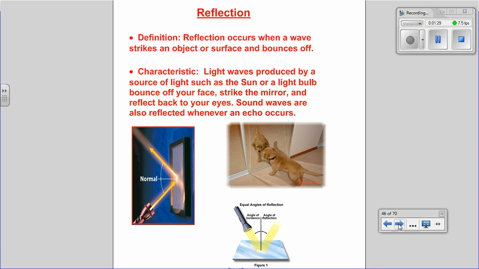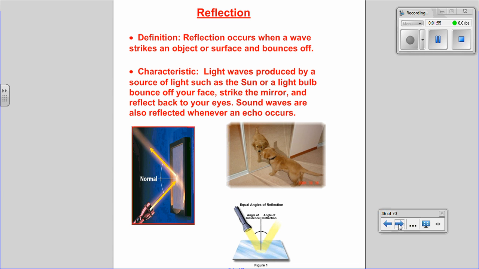Let's first talk about reflection. Reflection occurs when a wave strikes an object or surface and bounces off of that surface. We are all familiar with being able to see our reflection in the mirror, but you may not have thought about what this has to do with waves or even science for that matter. Well, reflection happens because of these waves that are hitting a surface and bouncing back off of that surface, which causes you to be able to see your reflection.